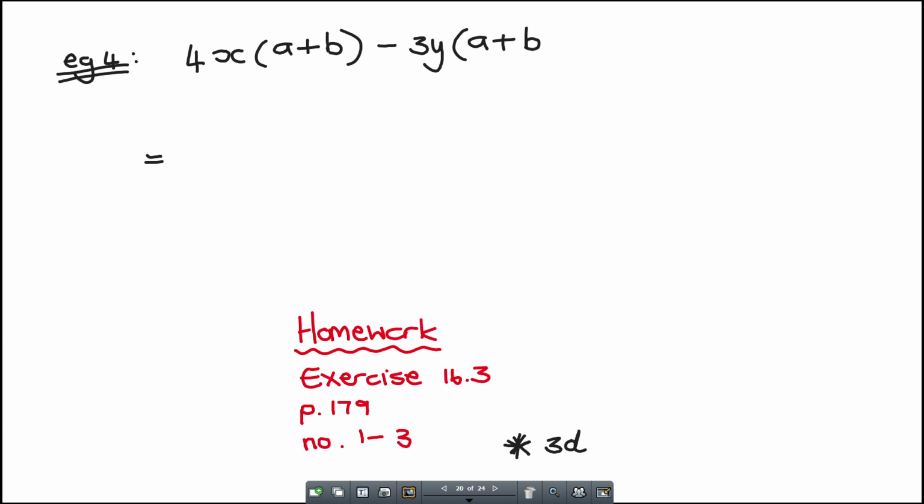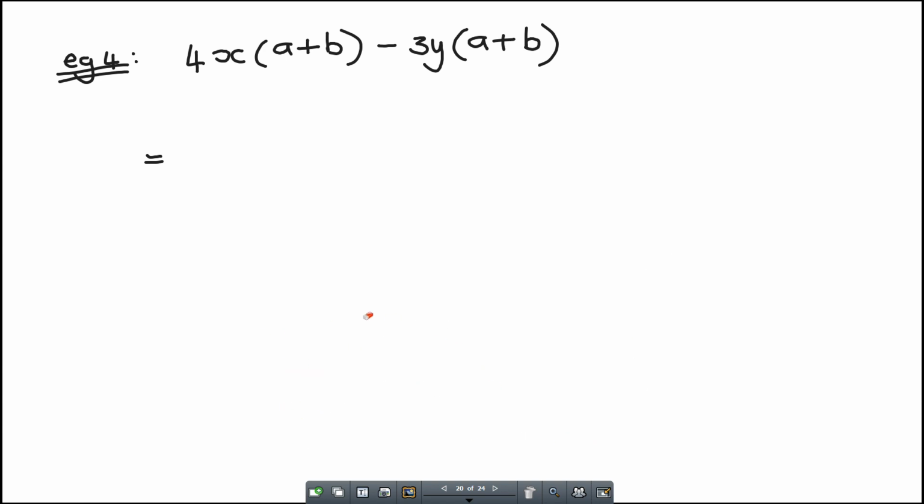Okay, people, now it looks a bit different from what we've had so far. So, what do you see? How many terms have we got here? We've got 2 terms. And what do you see? What's the same for both those terms? The bracket, the a plus b. So it is possible to have a full bracket as your common factor.